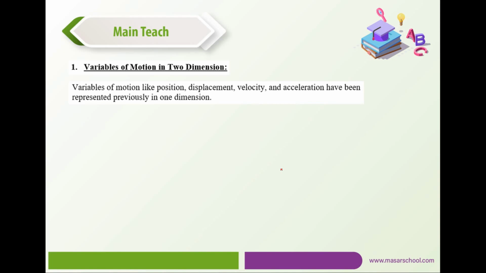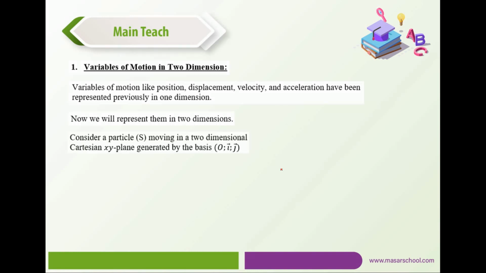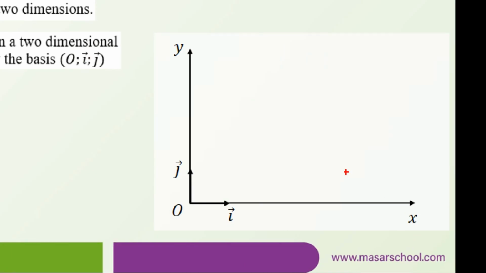Variables of motion like position, displacement, velocity, and acceleration have been represented previously in 1 dimension. Now we will represent them in 2 dimensions. Consider a particle moving in a 2-dimensional Cartesian XY plane generated by the basis O, i, j. Then this is the plane consisting of X and Y.